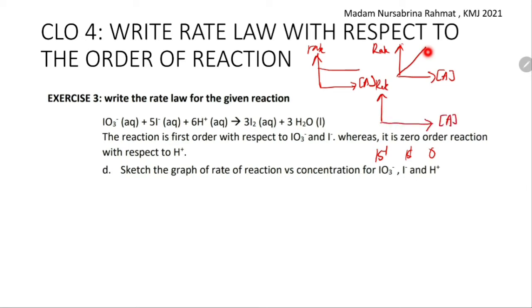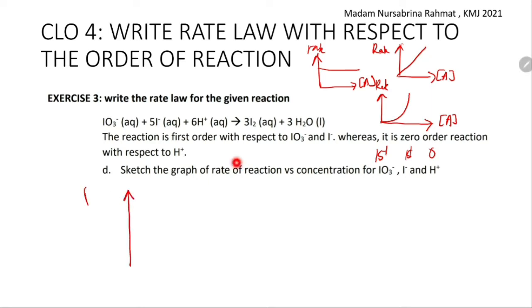Okay, and the second order is exponential, it increases faster. So you need to refer to your lecture notes for these different types of graphs of rate of reaction versus concentration. Okay, so for this question, I need to choose the graph for rate of reaction versus concentration of my 3 different reactants, and 2 of them are first order and another one is zero order.